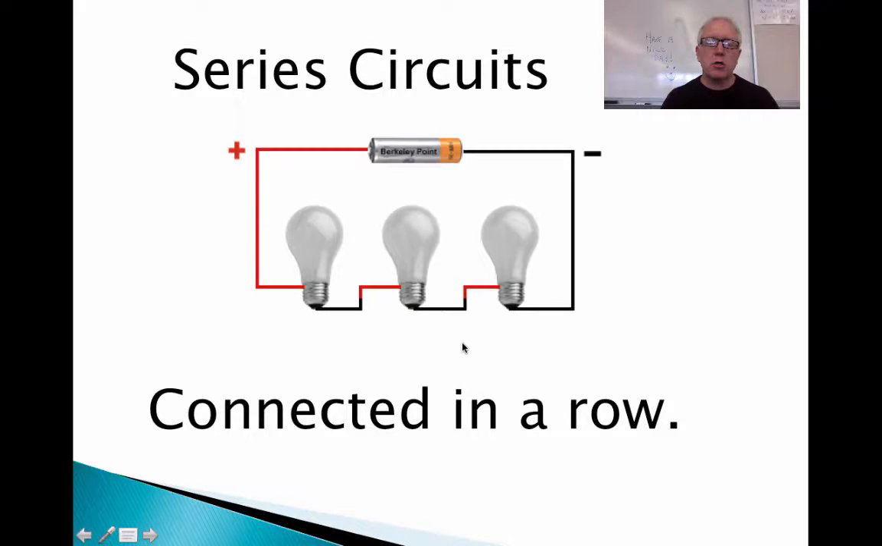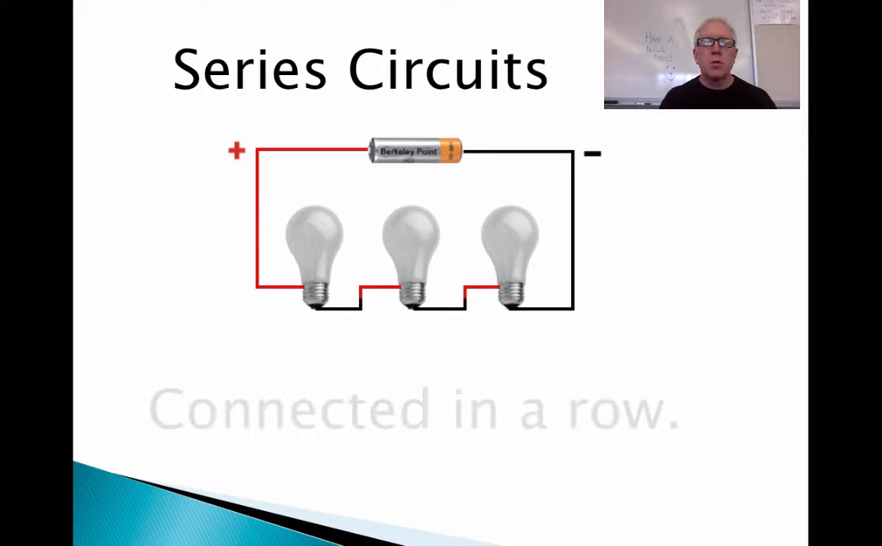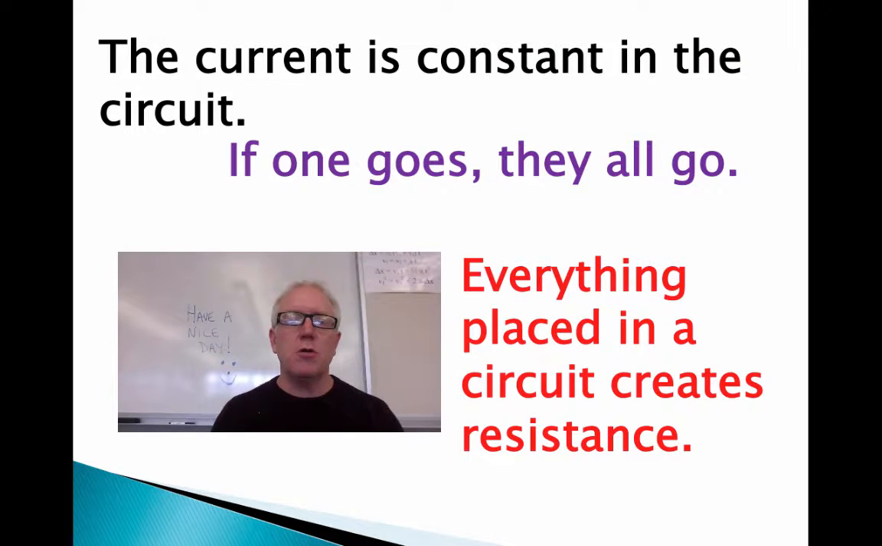And of course there'll be a current, there'll be a voltage, and there'll be resistance. The resistance is each one of the objects that you put in the circuit. Also, as we know, the wire itself creates a resistance. But for these simple series and parallel circuits, we'll disregard the resistance of the wire itself for the most part. Okay, so connected in a row.